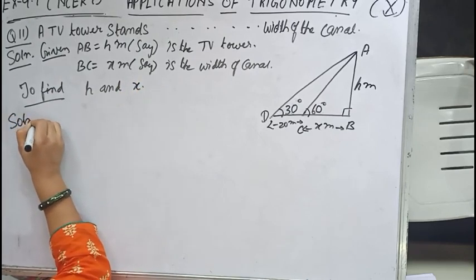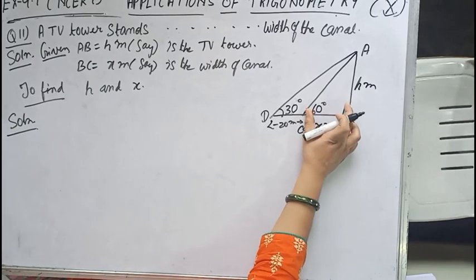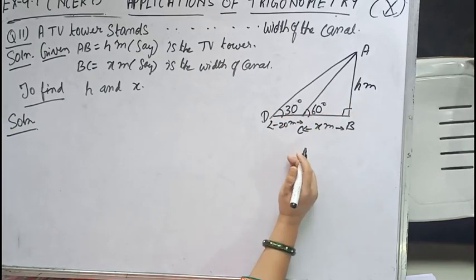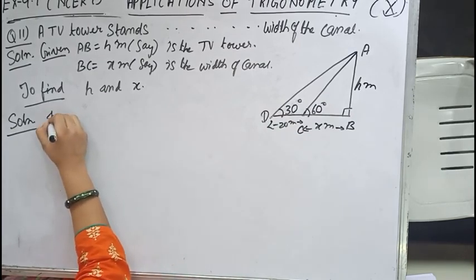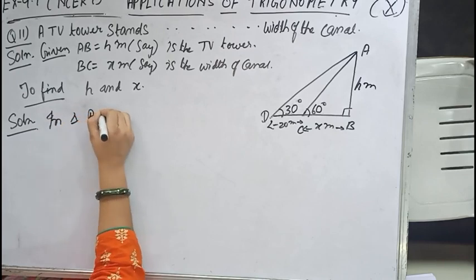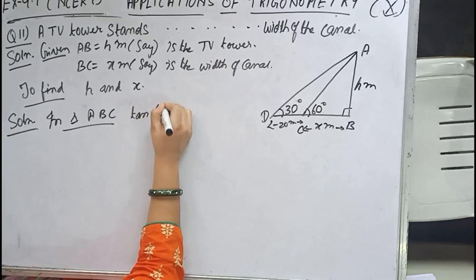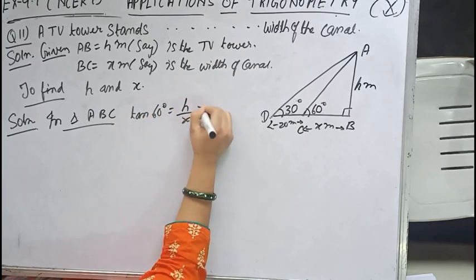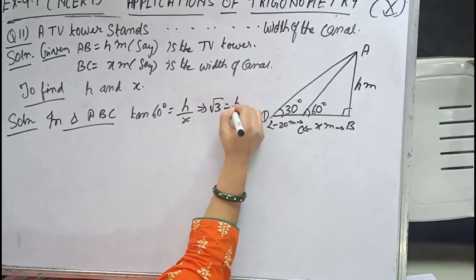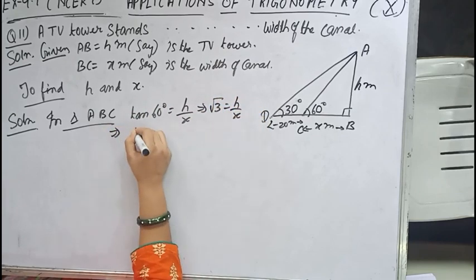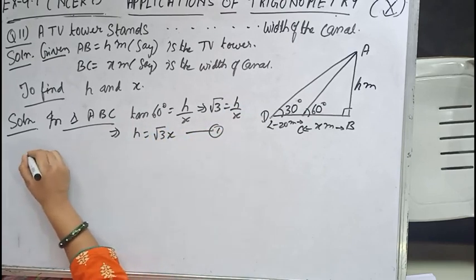Now solution part. I think it's very easy, children. In two right angle triangles you can get the value of h and x using tan ratio. So in triangle ABC, tan of 60 degree equals h by x. This implies root 3 equals h by x. This implies h equals root 3x. Let us make it equation 1.